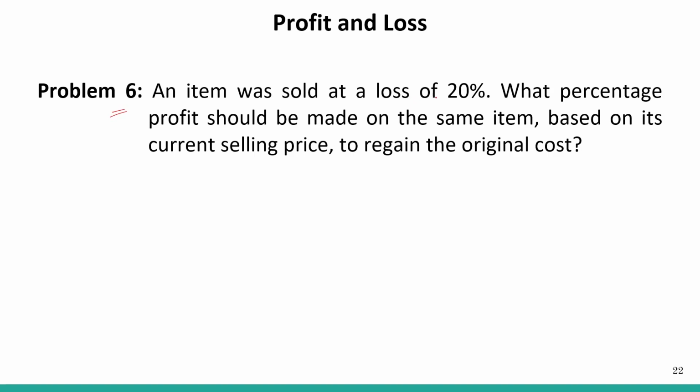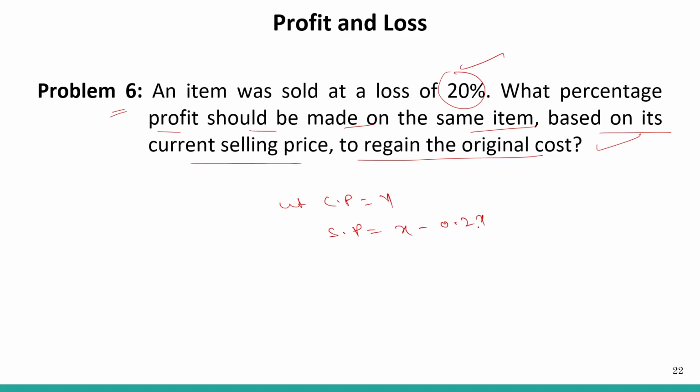So let's go for problem number 6. An item was sold at a loss of 20%. What percentage profit should be made on the same item based on its current selling price to regain the original cost? Okay, so the item was sold at a loss of 20%. Let CP be equal to X. So SP is equal to X minus 0.2x, right? Because the loss will be 0.2 into X. The 20% is the loss percentage, so its decimal form will be 0.2.